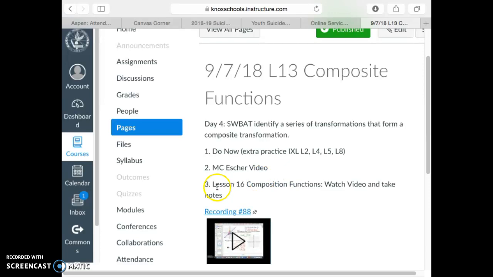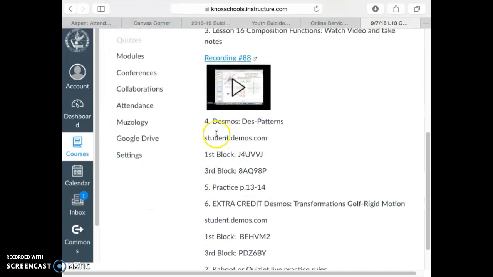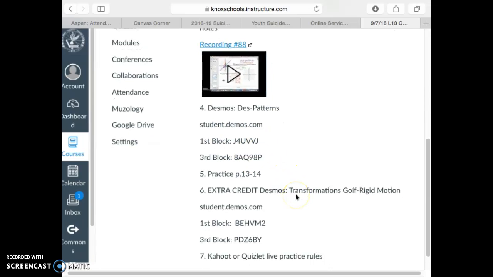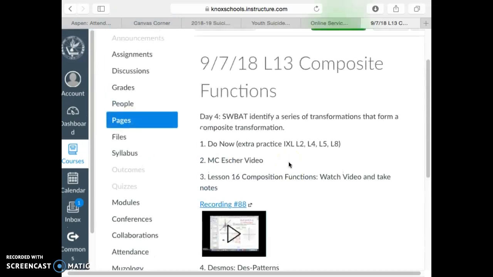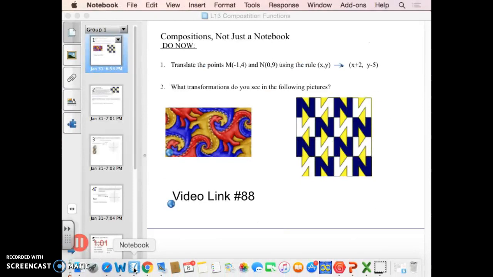We're going to watch a quick MC Escher video. He is an artist that uses composition functions to create really cool artwork. You can watch the video, and then you do have another Desmos practice. This is the site you go to, and these are the codes you plug in. And if you would like some extra credit, there is an extra credit assignment called Gulf Rigid Motion, and this would be your code for that. So that's an overview of today's agenda. Let's go ahead and do some learning.